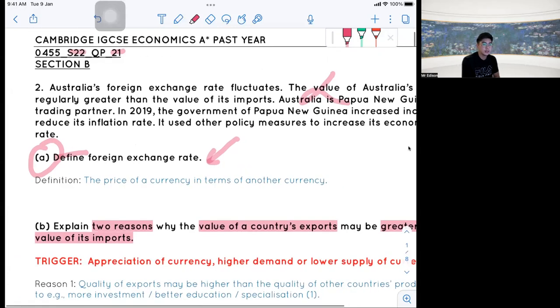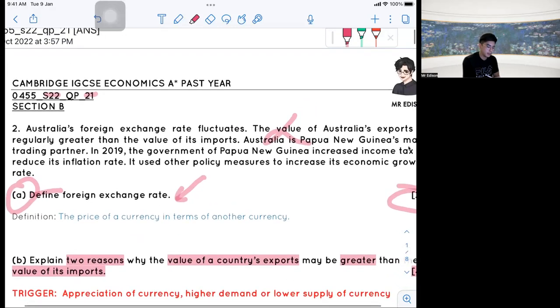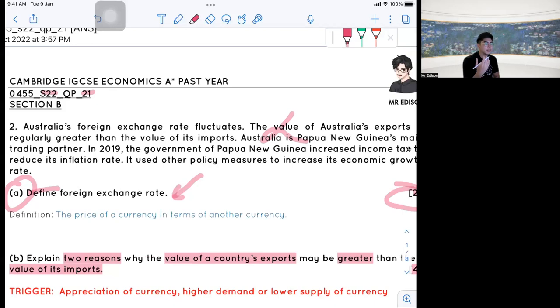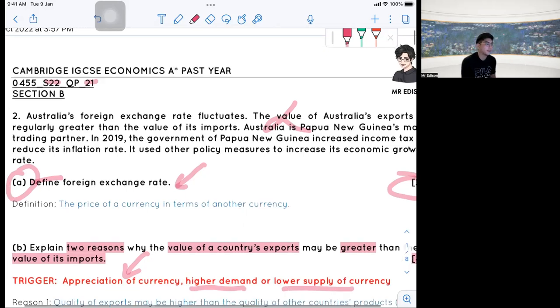I have a trigger. So the trigger is, sometimes if you look at this, you might already know it. A lot of times students already know how to do it, but they do not understand the question. So if I change it to appreciation of currency, can you understand? Yes, right. The value of a country's export may be greater means that the export is so expensive. Simply to say that the currency appreciated. And what are the factors that cause this kind of appreciation? Either higher demand or lower supply of currency. Isn't it? Then we have 2 reasons.